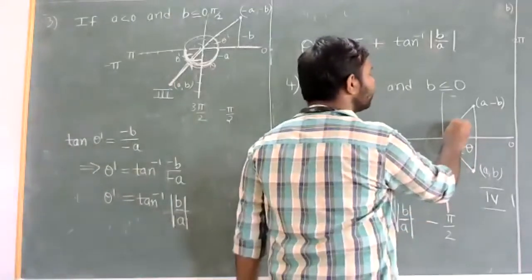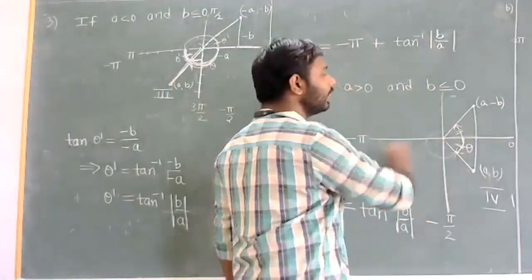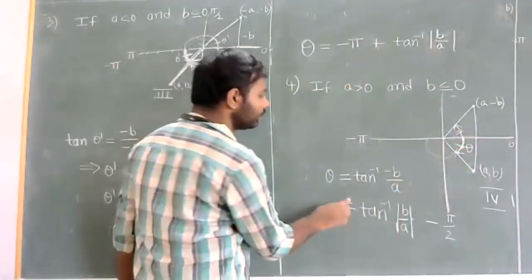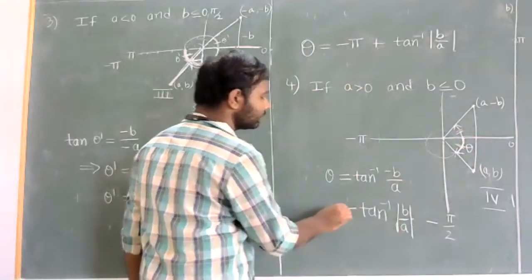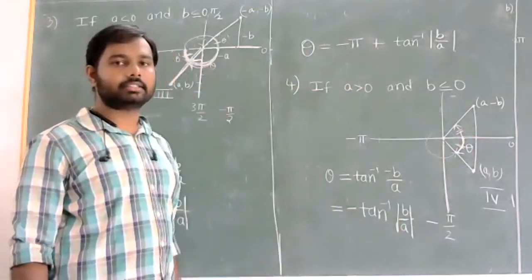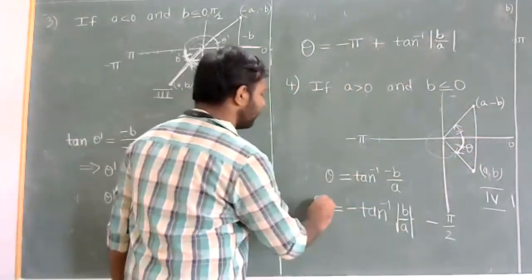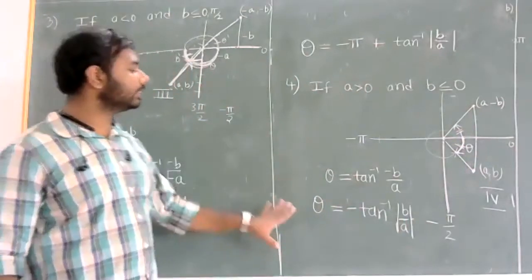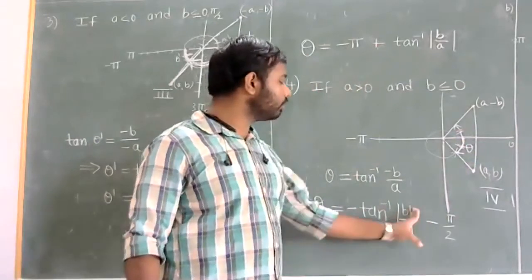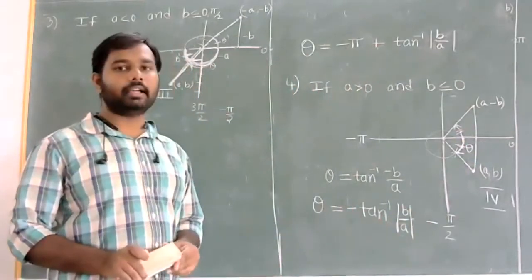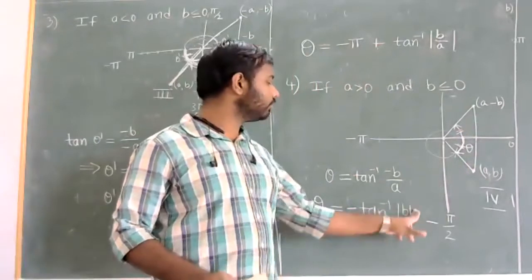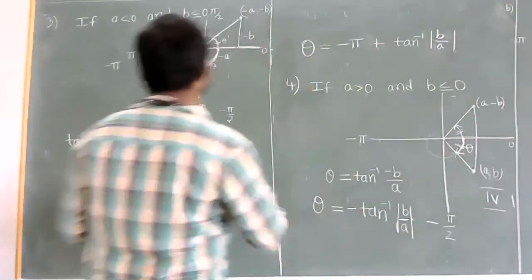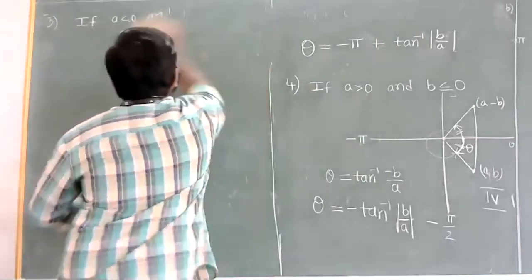Here I have measured this angle in the anti-clockwise direction, but I need the same angle in the clockwise direction. So it will be minus. The required argument value, the principal argument value in this case, is minus tan inverse of modulus of B by A. Right? So now we shall conclude this.